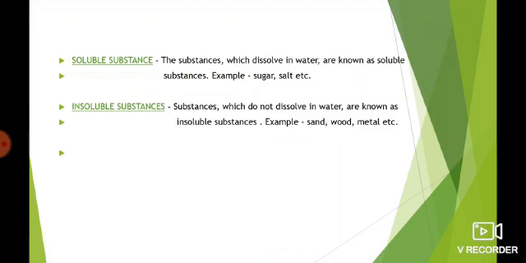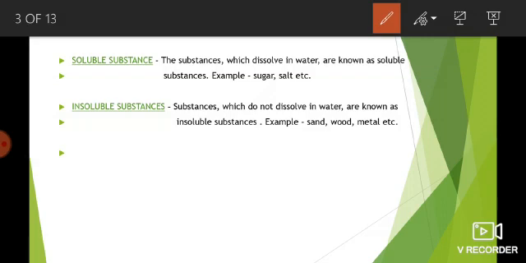So how can we define soluble substance and insoluble substance? See, the substances which dissolve in water are known as soluble substances. Examples are salt, sugar. And what are the insoluble substances? Substances which do not dissolve in water are known as insoluble substances. Examples are sand, wood, metal, etc. Try to think of some more examples.